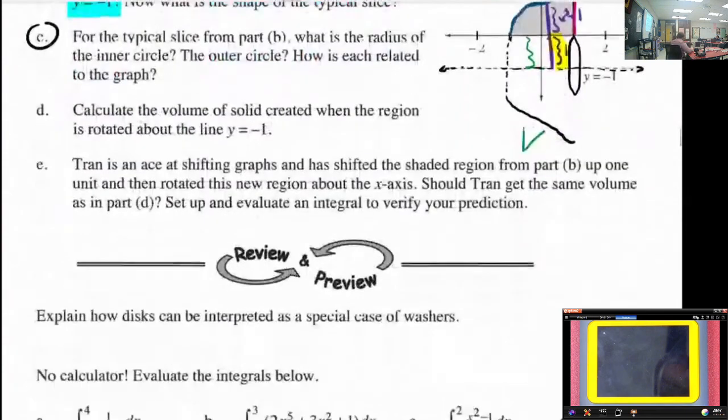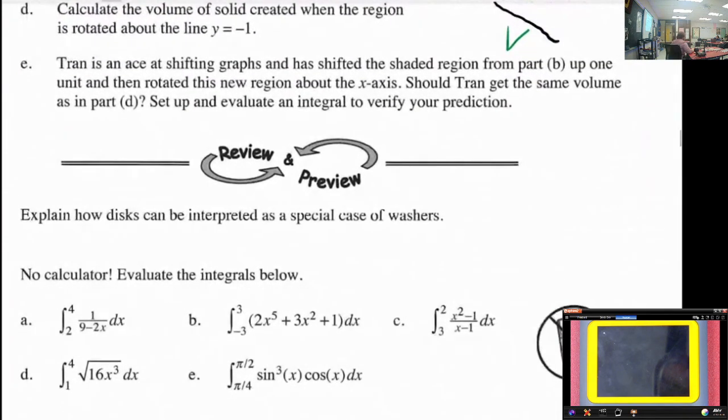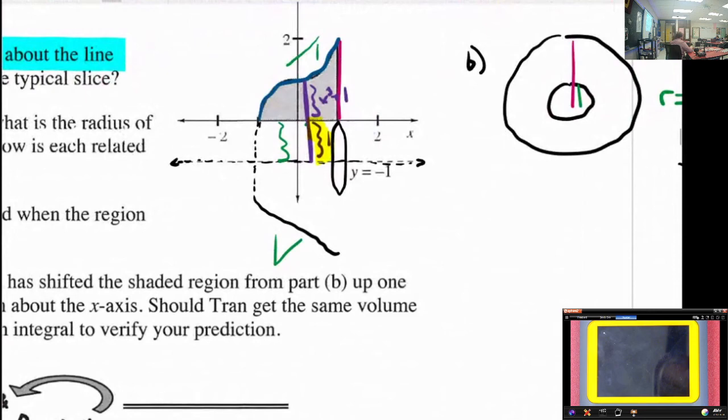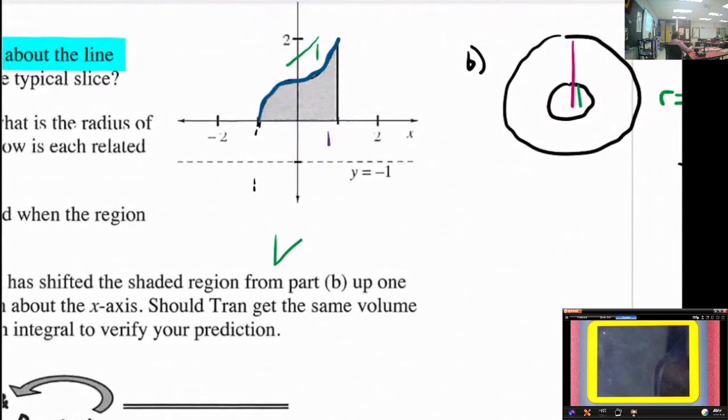So question E says Tran is an ace at shifting graphs and has shifted the shaded region from part B up 1 unit and then rotated this new region about the x-axis. Should Tran get the same volume as in part D, and set up and evaluate an integral to verify the prediction? So we're going to do one more of these. This time, looks like we're going to keep the axis of rotation as y equals -1. But this time we're going to take this entire area here and we're going to shift it up one space. So now it's going to look something like this. And we're going to rotate that around the line y equals -1.